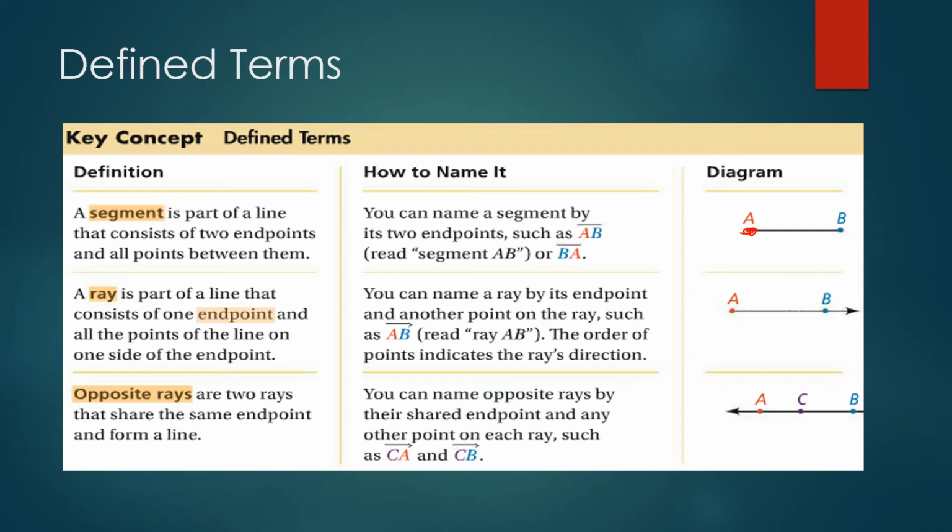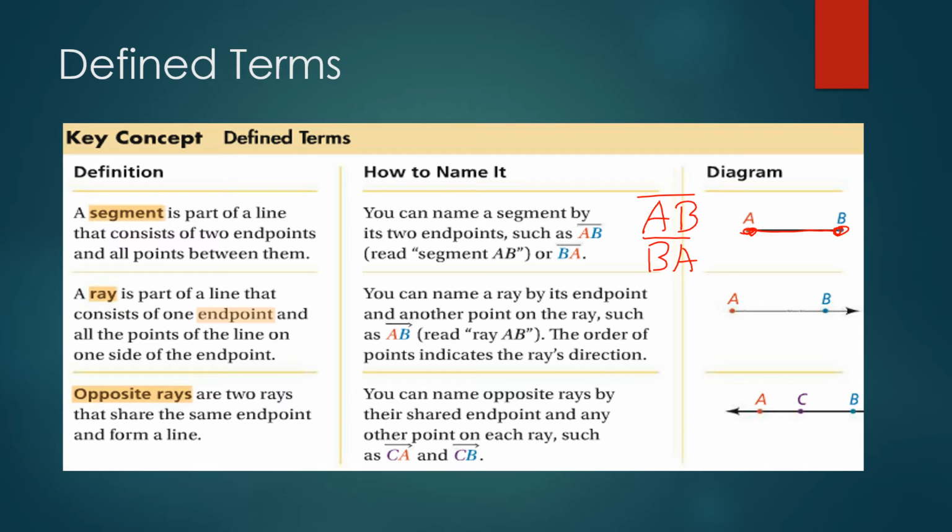So here we've got segment AB. That's all the points between A and B. And the naming is similar to a line. We're going to use 2 letters, A and B, but we put a bar above them. So no arrows, just that little line segment. We can also reverse the letters. This is the same thing as BA. No problem there. Our next term is a ray.